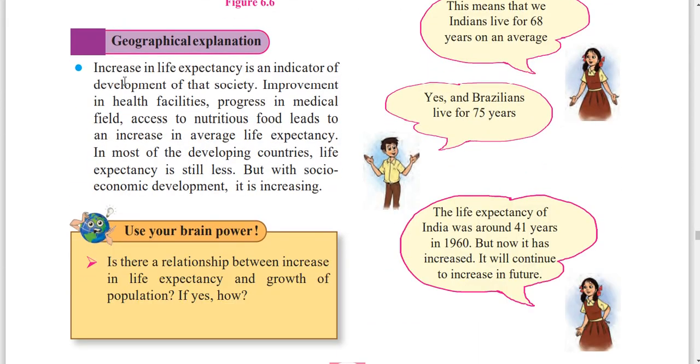Geographical explanation. Increase in life expectancy is an indicator of development of that society. Improvement in health facilities, progress in medical field, and access to nutritious food lead to an increase in average life expectancy. In most of the developing countries, life expectancy is still less, but with socio-economic development, it is increasing.